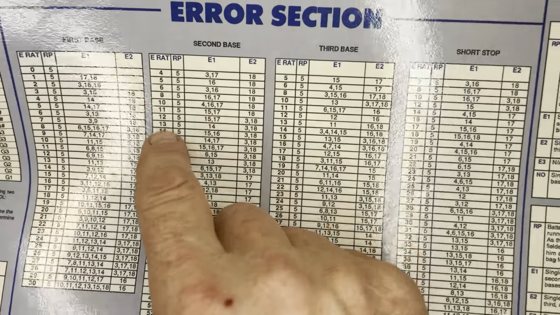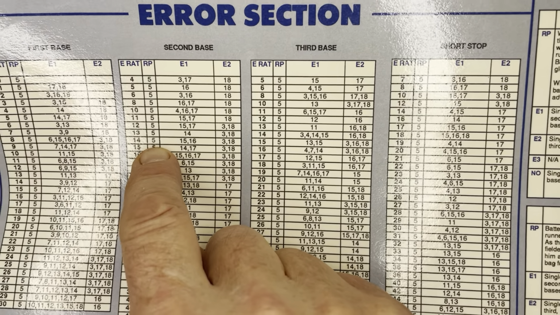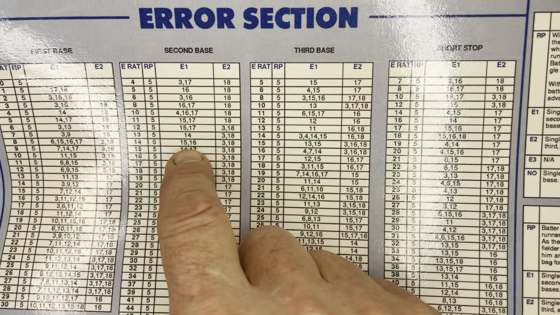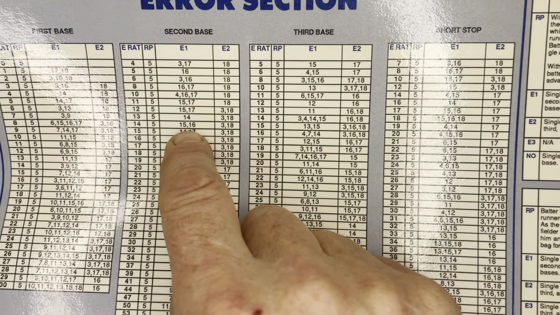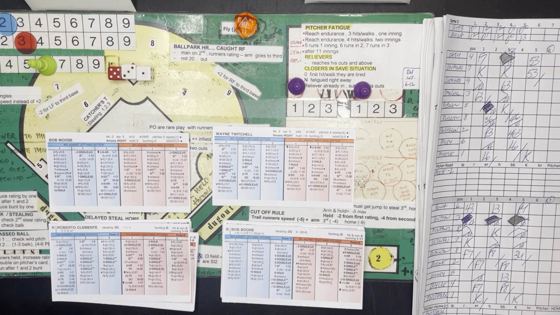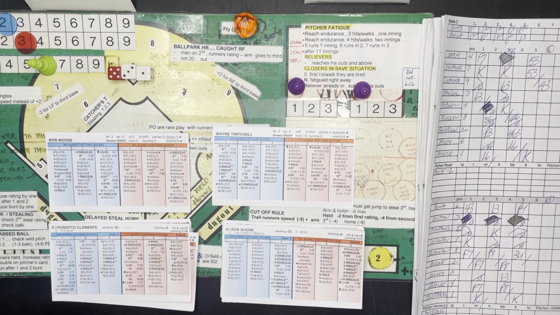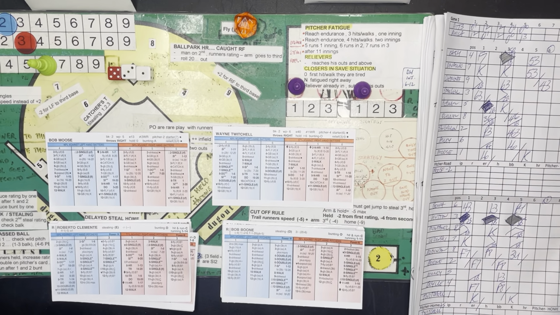And on second base, E14, we're looking for a 9. If it was a 5, it'd be a rare play. 15, 16 would be an error. And 3 and 18 would be a 2-base error. Since it's none of those, it's going to be a ground out to second base. So Clemente will start it off by grounding out to second base.